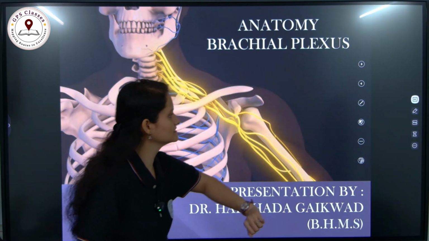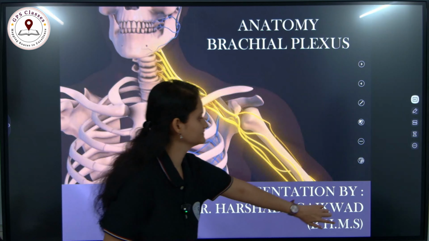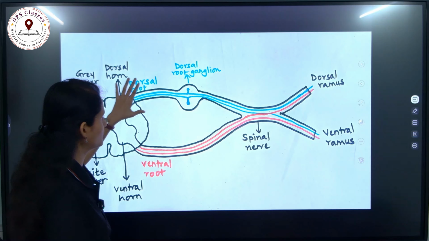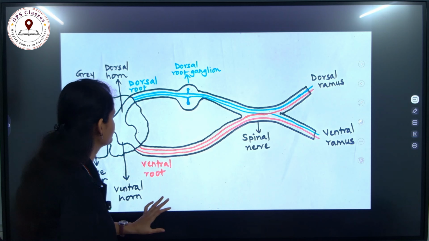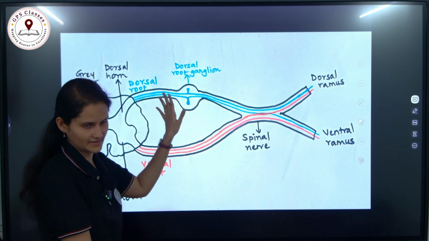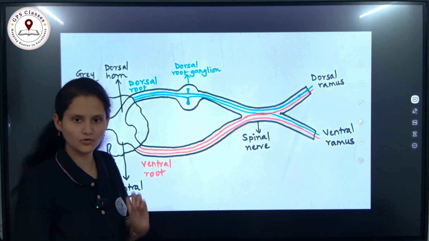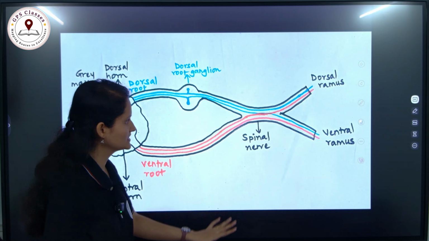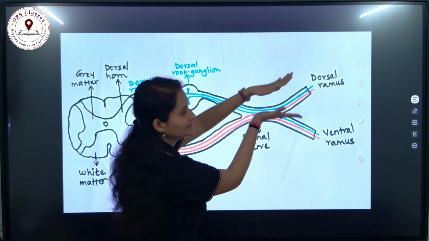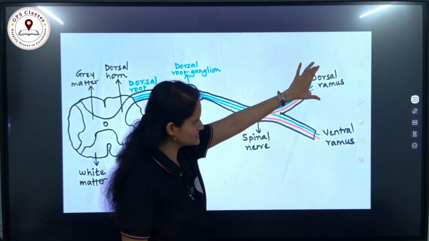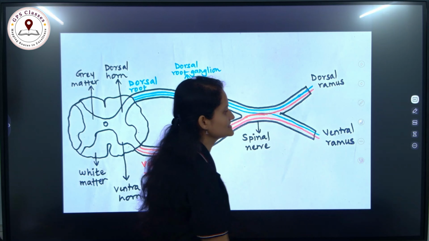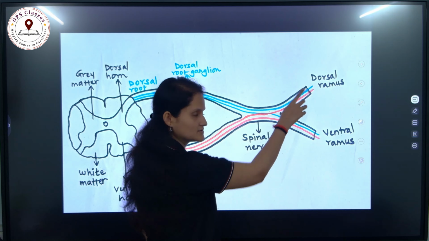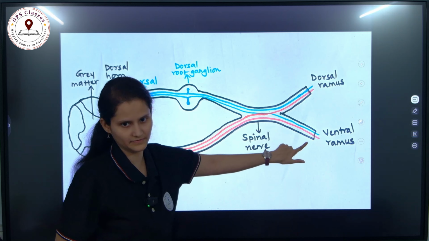So what exactly is the ventral ramus? Every spinal nerve is formed by a dorsal root and a ventral root. The dorsal root has sensory fibers and the ventral root has motor fibers. When these fibers unite, they form a spinal nerve. This spinal nerve further divides and forms a dorsal ramus and a ventral ramus. Ramus means projection. The ventral ramus as well as the dorsal ramus will have both fibers.